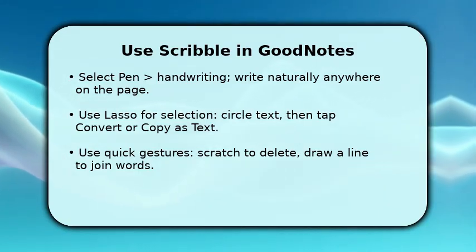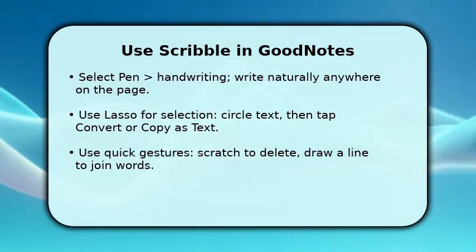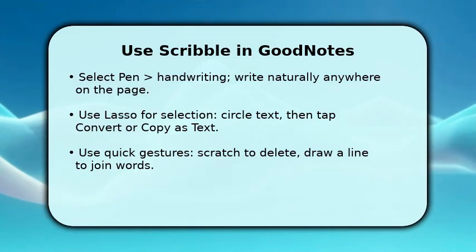To convert, use the lasso tool. Circle your handwriting, then tap the selection and choose Convert or Copy as Text. This preserves formatting and location.